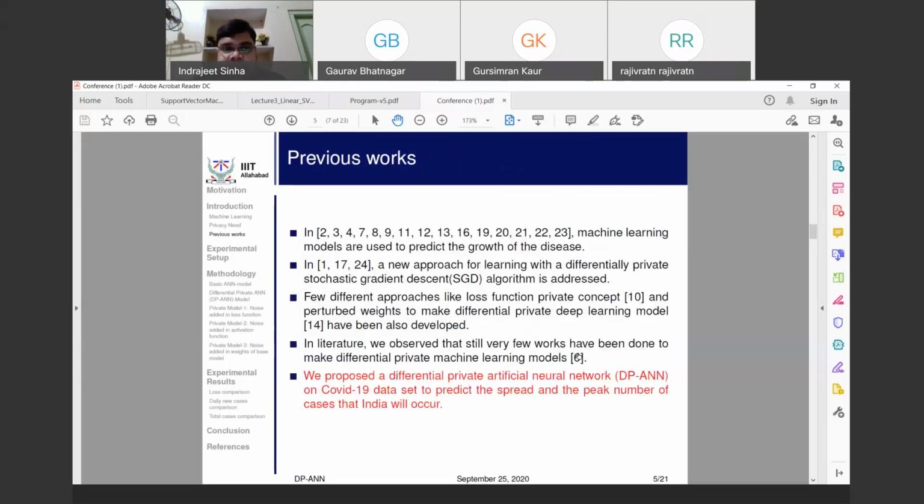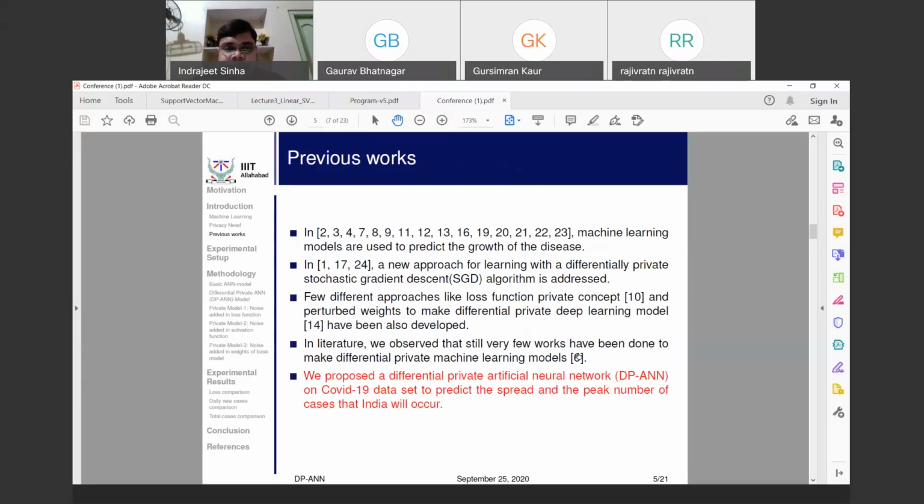In the first point, we can see that several papers have mentioned how to predict the growth of disease using machine learning models. These papers helped me in making this work in a fruitful manner.